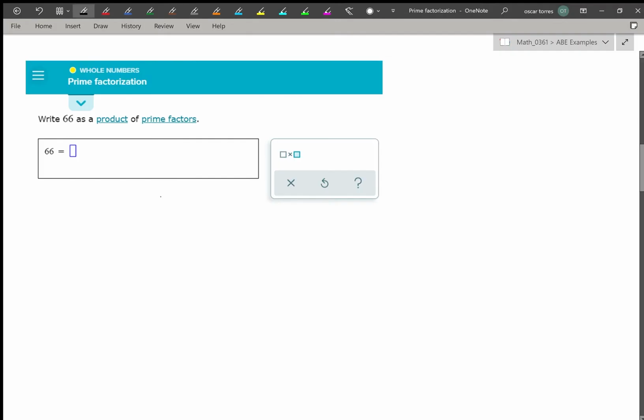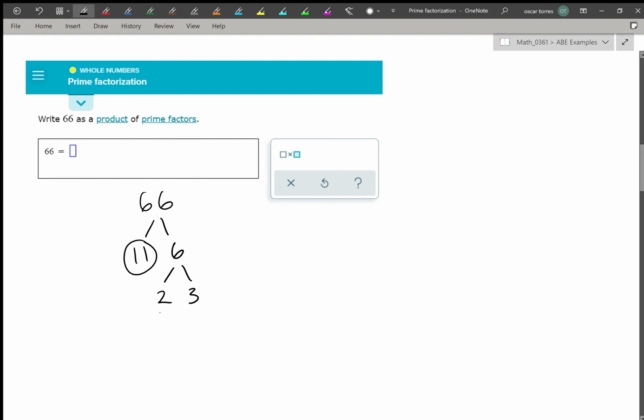For this problem, we have 66, and we've got to figure out, can we split this up? What times what will give me 66? Well, 11 times 6 will give us 66. Can we split 11 up? No, we can't divide it any further. So I went ahead and circled it because I know that's going to be part of my answer. We can't simplify that 11 anymore. But we can split this 6 up. We can split the 6 up into 2 times 3.